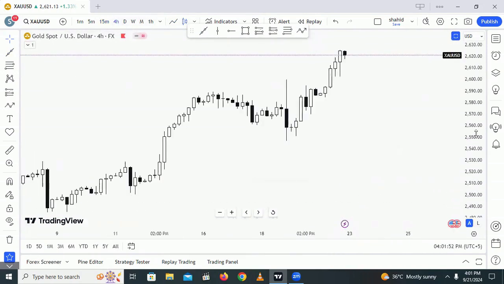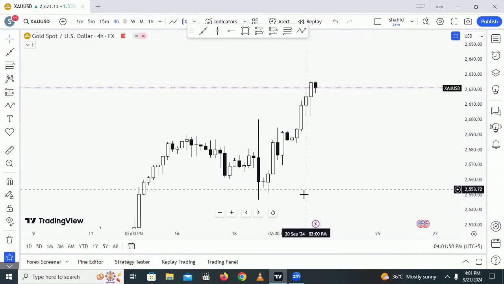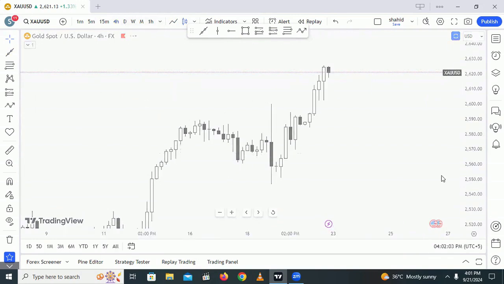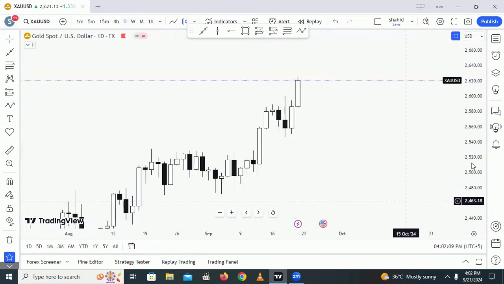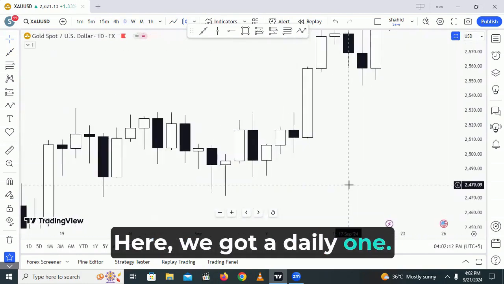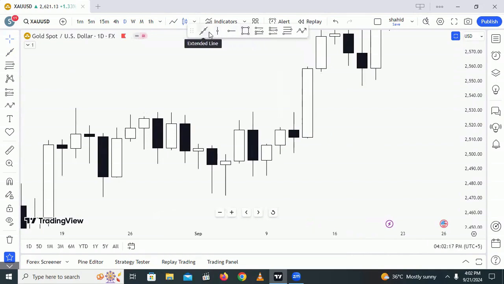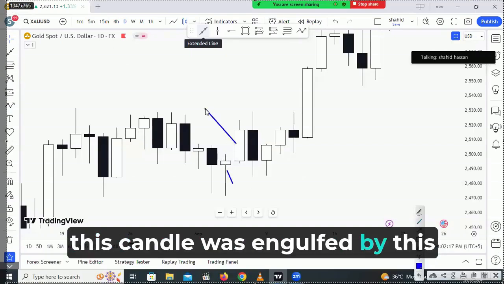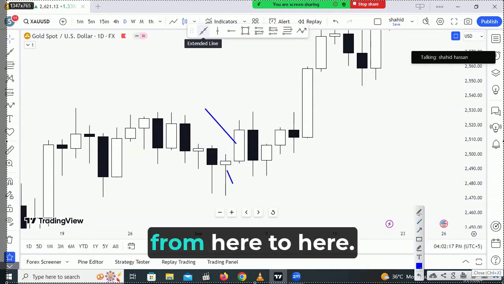If we look at daily, if we cover daily, then yes. Here we got a daily one. Let's look at the daily. If you see here, this candle was engulfed by this candle. So what happened to us? We will mark the entire candle from here to here.